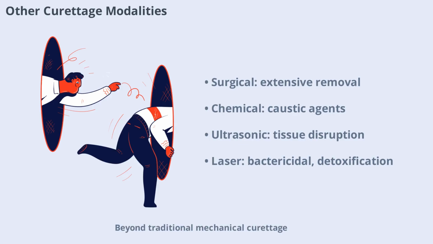Beyond traditional mechanical curettage, other modalities include surgical, chemical, ultrasonic, and laser techniques. Surgical curettage involves more extensive tissue removal. Chemical curettage uses caustic agents like phenol. Ultrasonic curettage disrupts tissue and alters fibroblast nuclei. And laser curettage offers bactericidal and detoxification benefits, especially for inaccessible pockets. Each modality has unique advantages and limitations, which should be considered based on patient needs.